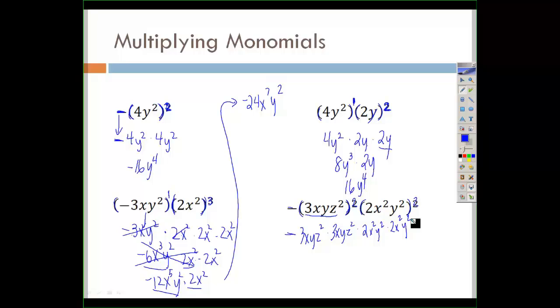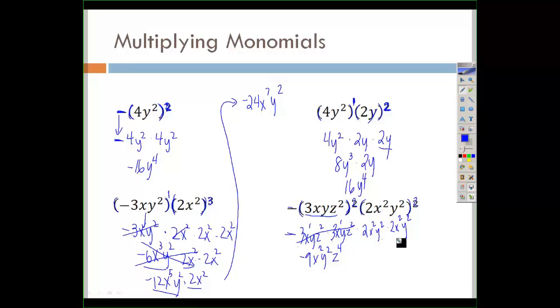Negative 3 times 3 is negative 9. X times x is x squared. Okay, remember there's 1's above them. Y times y is y squared. You add the exponents. And then z squared times z squared, that makes z to the fourth. Okay, so the first two are done. To save us a step, let's do this. Let's multiply these back ones together and write them down next.